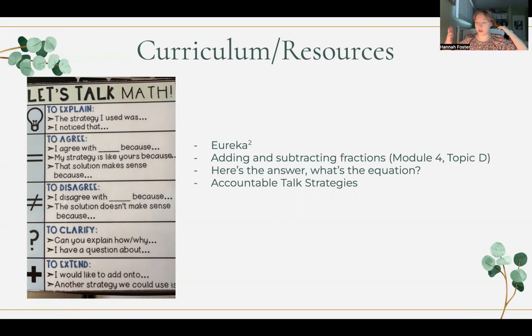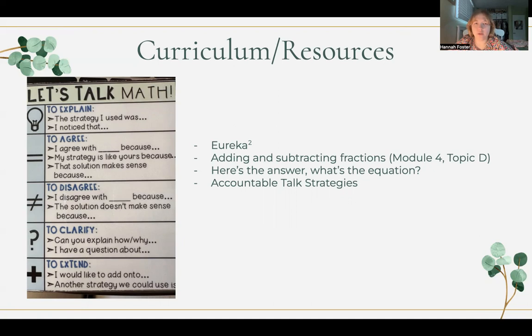At the moment in the curriculum, they do Eureka Squared. During this time of the study, we were doing adding and subtracting fractions, which in the Eureka Squared curriculum is module 4, topic D. We also did a couple days where we did, here's the answer, what's the equation? So I would give them a fraction, really anything, 4/5, and then you tell me what the equation could be. So that could be 1/5 5 times, or 2/5 plus 3/5, whatever, 4/5 math.